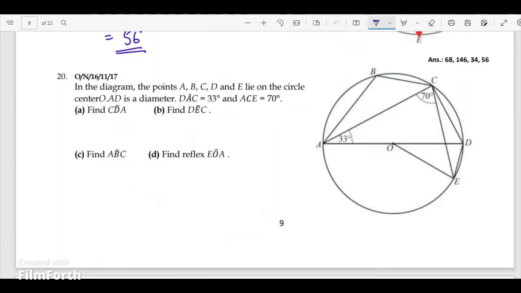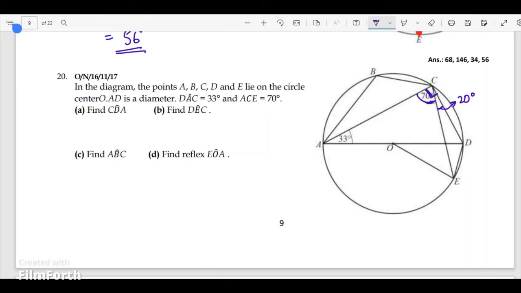And there you go. Now question number 20. In the diagram, the points A, B, C, D and E lie on the circle center O. AD is a diameter. So if AD is a diameter, by the way, this whole angle from here till here would be 90 degrees. And if this bit is 70 degrees, this means this bit would be 20 degrees. I'm not really sure if that would be required anyway or not. I'm just writing it down, just the initial working.